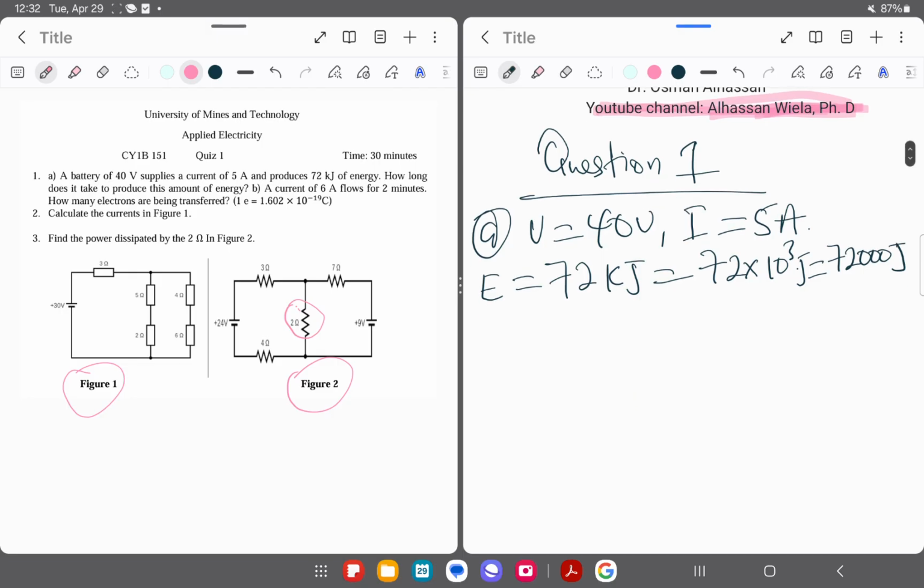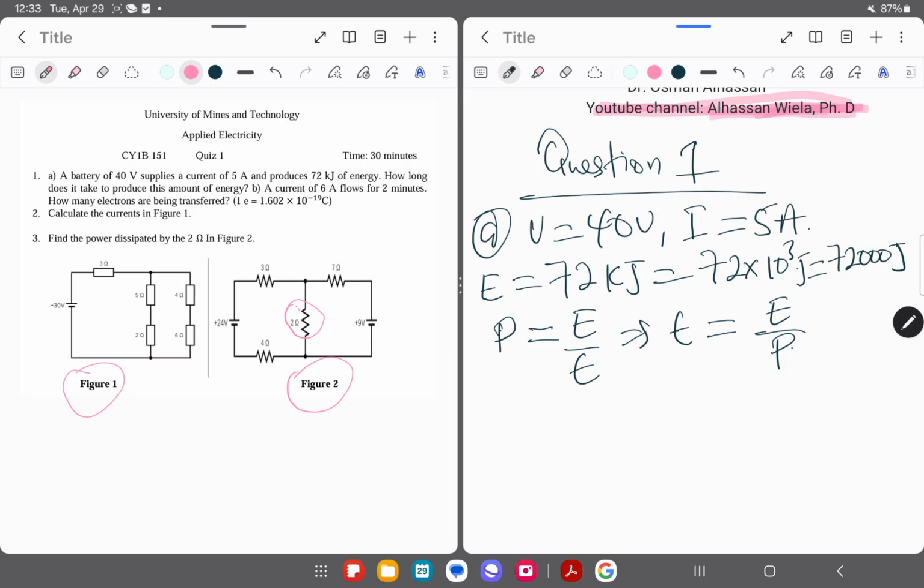Now to find the time, first we start by trying to write the formula in terms of energy and power. We know that power is the ability to do work, or the rate of doing work. So work then is a form of energy. So I can write power P to be equal to energy over time. I can make time the subject, so we get time to be equal to energy over power. So I have my time.